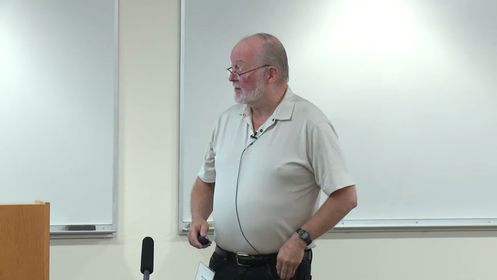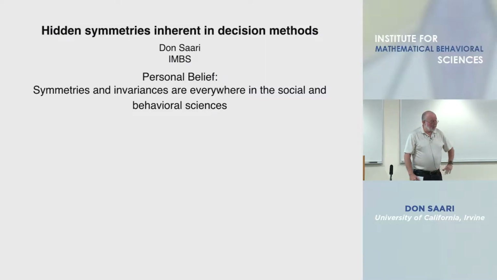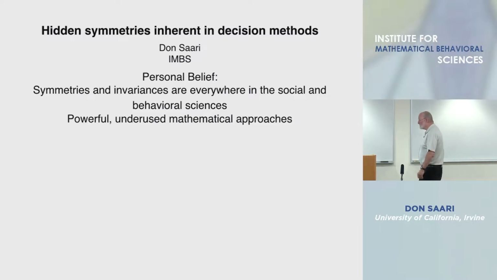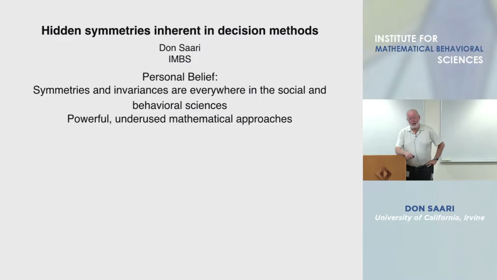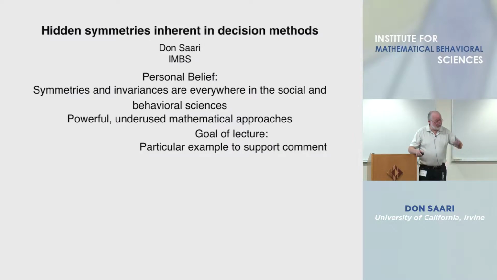Hidden symmetries inherent in decision methods. Now, actually, I have to give you one of my prejudices, and my personal belief is that symmetries and invariances are everywhere in the social and behavioral sciences. It's just that we don't know how to find them, and we don't know where they are. My belief is that once we learn where these symmetries are and how to get them out, they're going to prove to be powerful mathematical techniques that are going to allow us to advance our understanding of several of these areas. In fact, the goal of this lecture is to give one particular example.